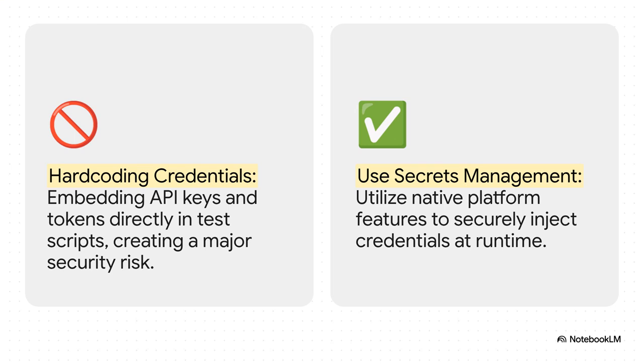The classic mistake is just hard-coding API keys and tokens right into the test scripts. Please don't do this. It's a massive security risk just waiting to happen. The pro tip is simple. Always use the built-in secrets management features of your platform, like GitHub Secrets. It injects those credentials securely only when they're needed, and then they're gone.